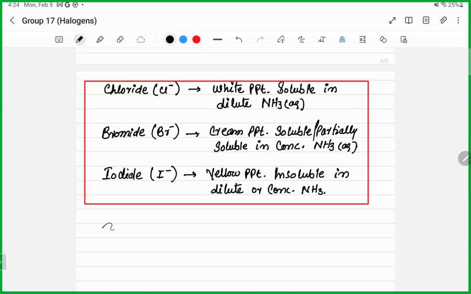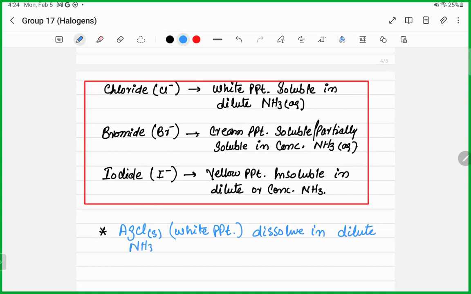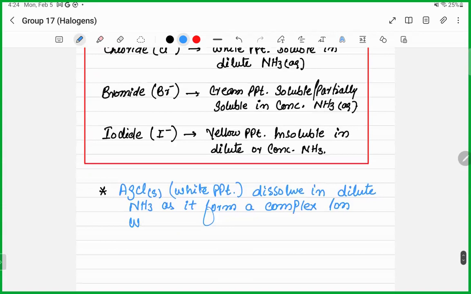ठीक है, अब याद रखिएगा एक note करके एक बात कि AgCl solid, remember this one is white PPT, dissolves in dilute NH3 as it forms a complex ion with ammonia. ठीक है, clear? So whenever they ask you why the precipitate got dissolved, क्यों dissolve हुए, so the reason is it can make a complex ion with ammonia.